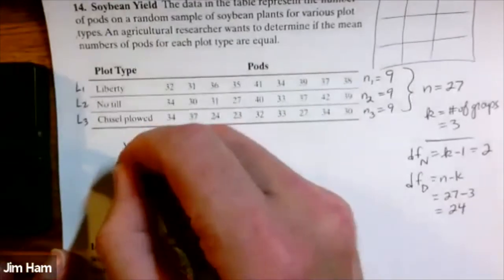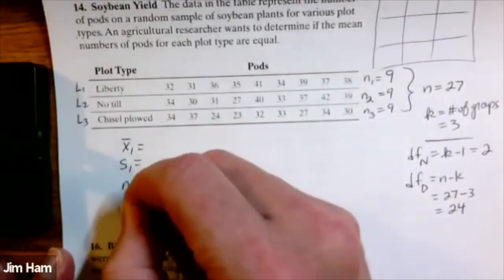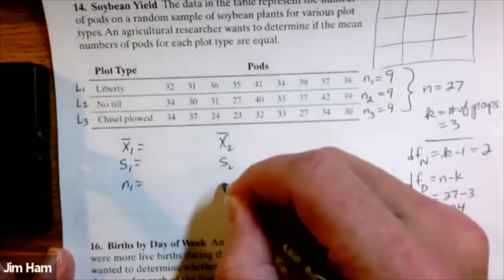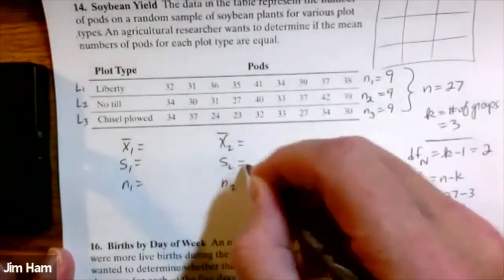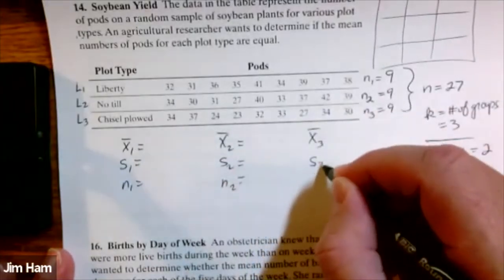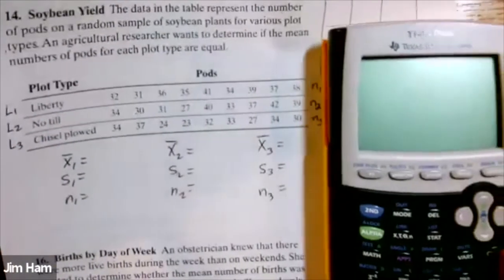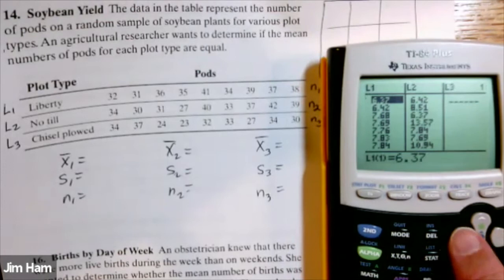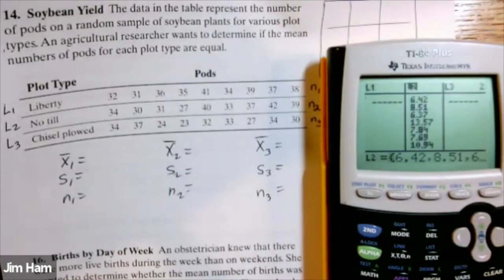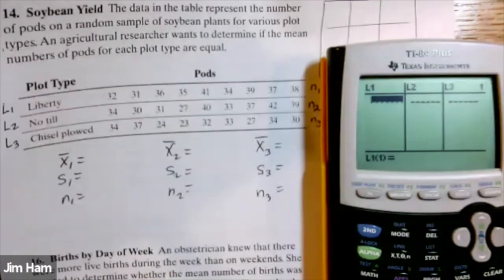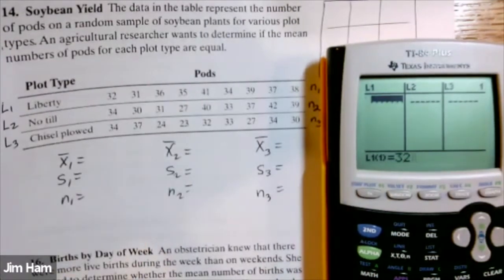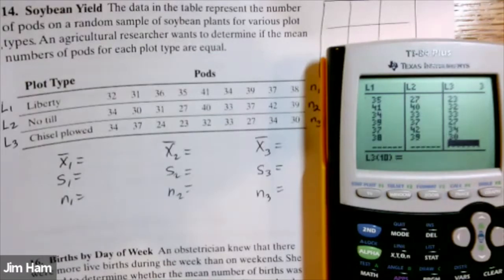All right, let's go calculate X1 bar, S1, and N1, X2 bar, S2, and N2, and X3 bar, S3, and N3. And the only way to do that is to enter this data into your calculator. So go in and clear out your 3 lists and enter in those 27 values in 3 different columns. L1 is the Liberty group. I think you'll find in this section that most of your data sets are small, your N's of the individual groups. Now you can calculate these one at a time.